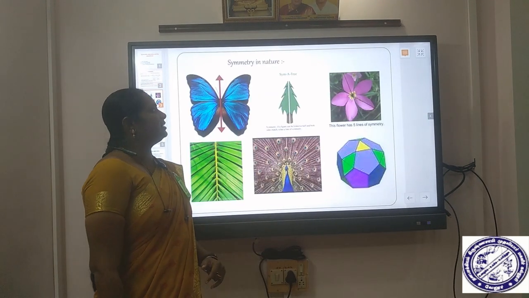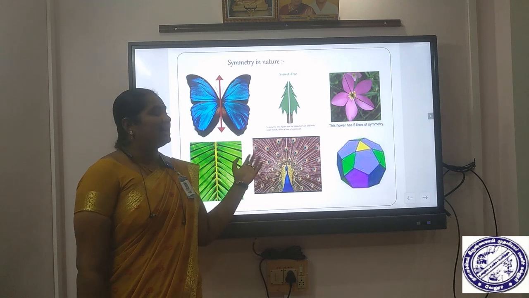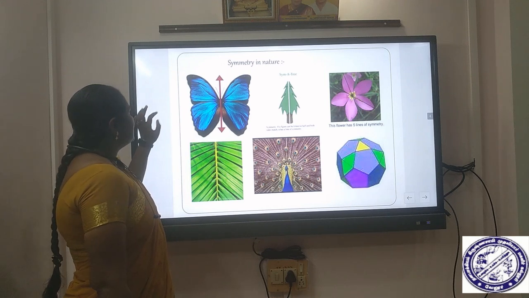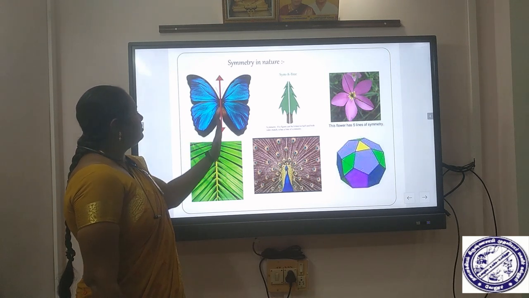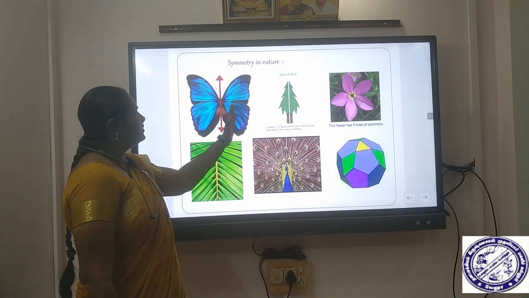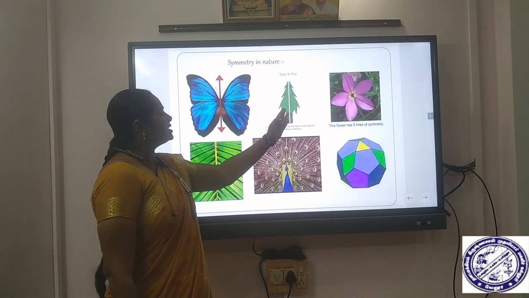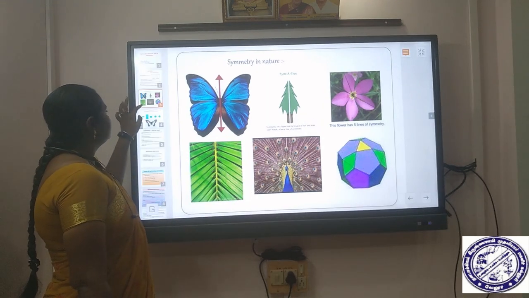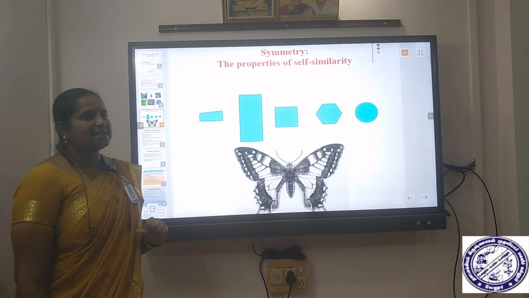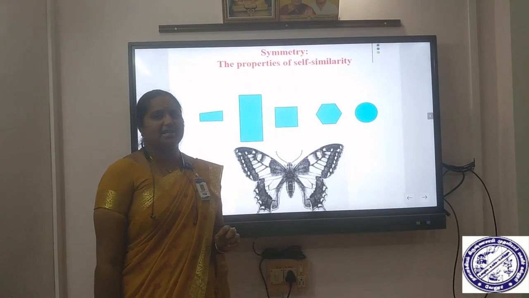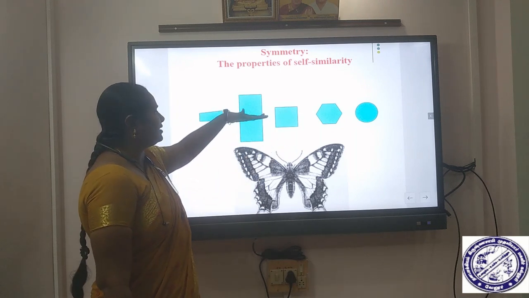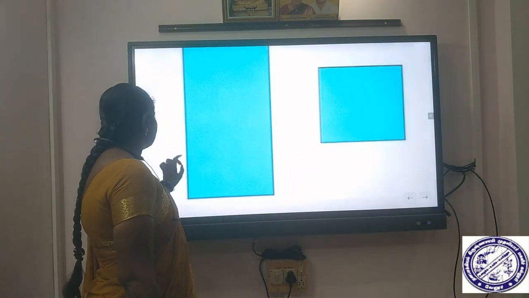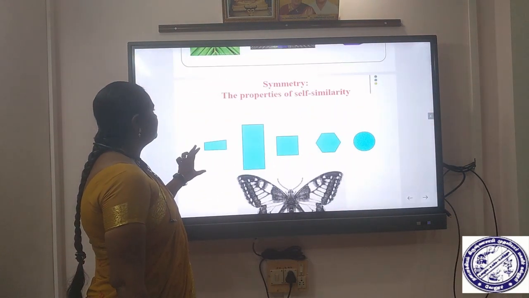This is an example of symmetry where nature gives symmetry. The first example is a butterfly. When we cut along the plane here, this half will be the mirror image of this. This is also the tree, which reveals symmetry, the flower and so on. So simply we can say that symmetry is a self-similarity. The shapes will have a similarity when we cut them, where one half will be the mirror image of the other half.